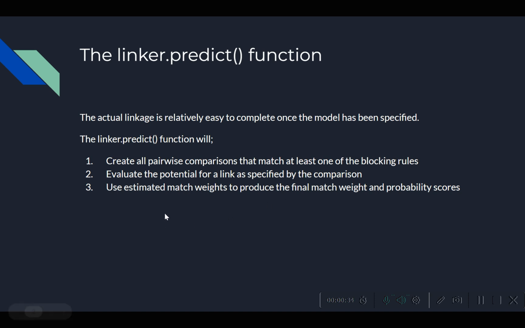So the linker.predict function will create a list of pairwise comparisons that match at least one of the blocking rules. It will evaluate the potential for those links as specified by the comparisons that we've laid out, and it will use the estimated match weights to produce the final match weight and the probability scores for each of these.